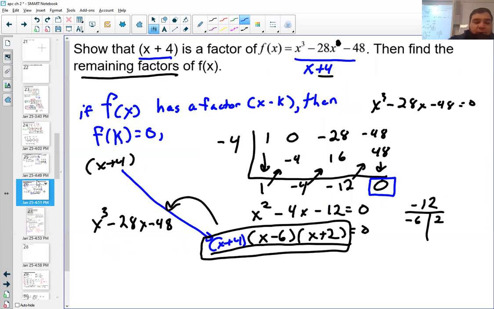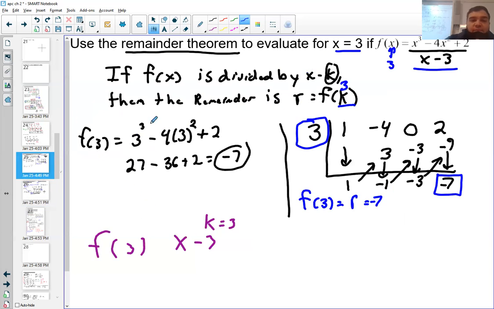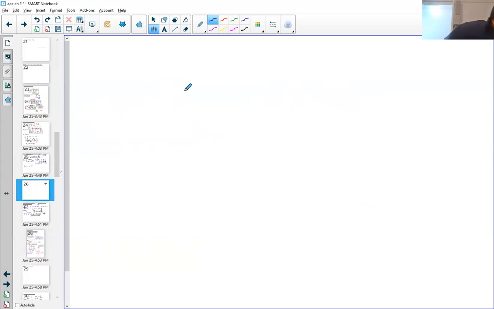Do we have a practice problem? If not, I'll make one up. Let me make a new problem. So use the remainder theorem to find this answer.